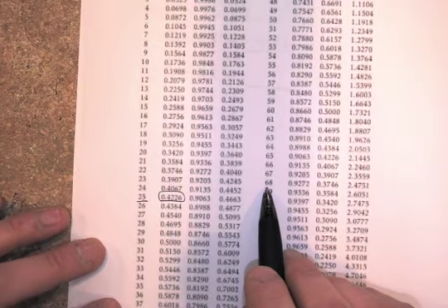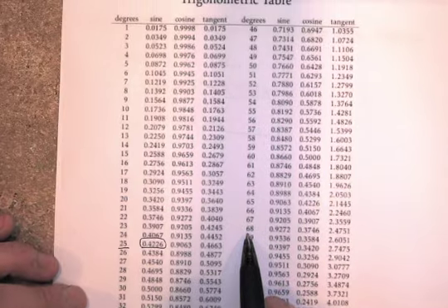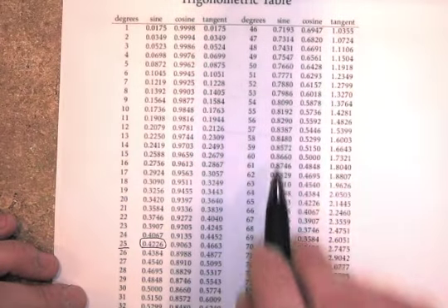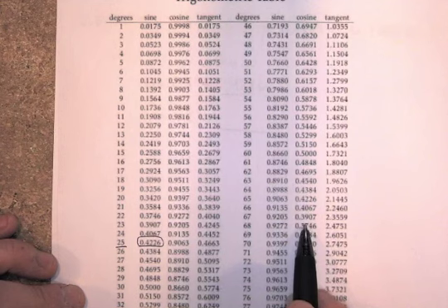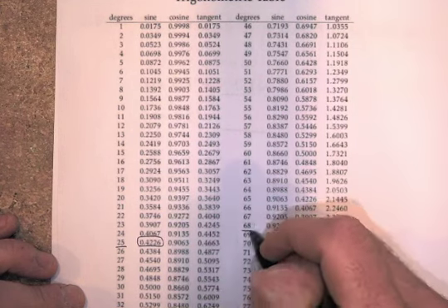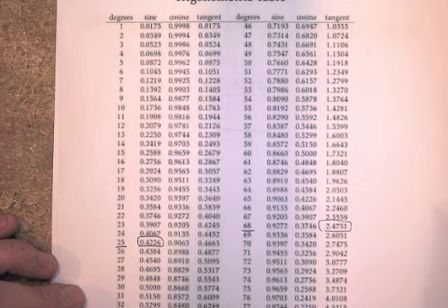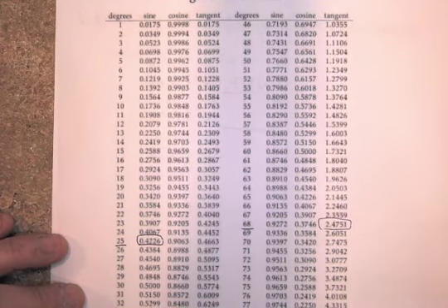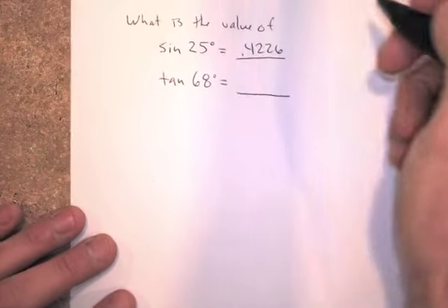Okay, we're trying to do the tan. So if you look at the top, it's sine here. Sine is the first column. Cosine, tan is the last column. So for 68 degrees, the tan is right here, 2.4751. Write that whole thing in there.